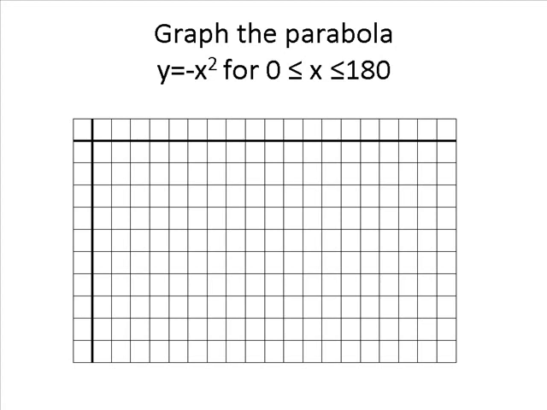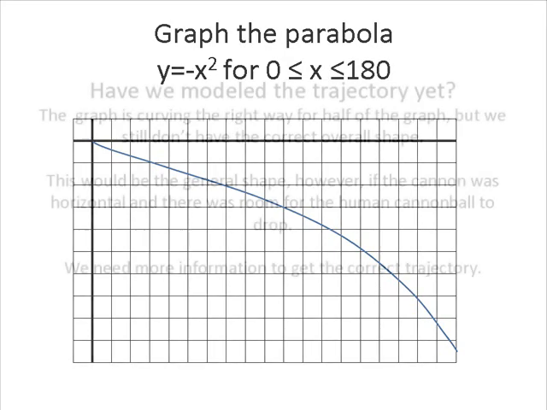So that's what I want you to do here. I want you to go ahead and graph the same parabola y equals x squared, only I want it to be negative x squared. So you'll see that you end up with something that looks like this. Well, this looks reasonably good for the second half of the flight, but it's not going to work for going up in the air and coming back down.